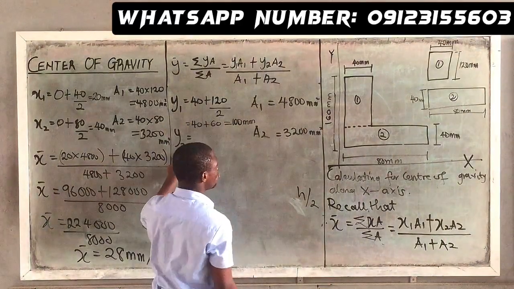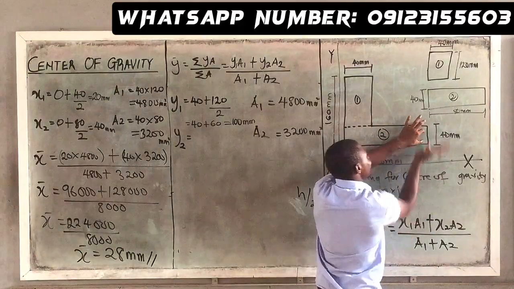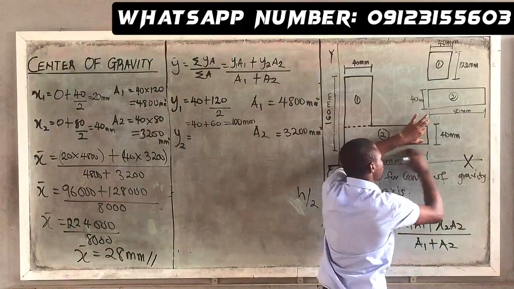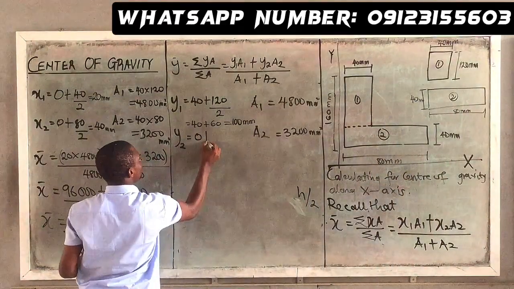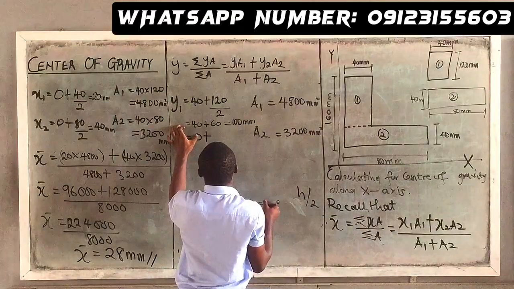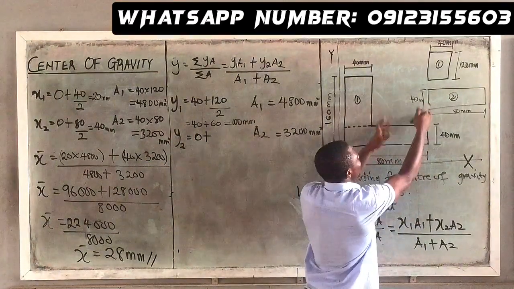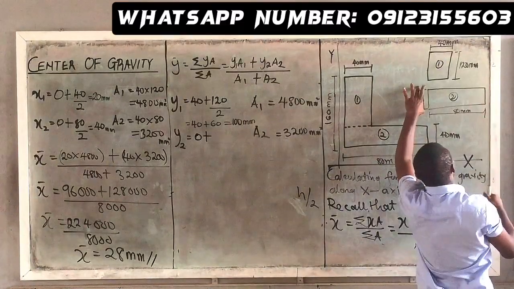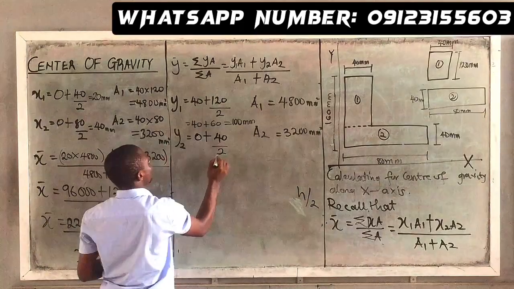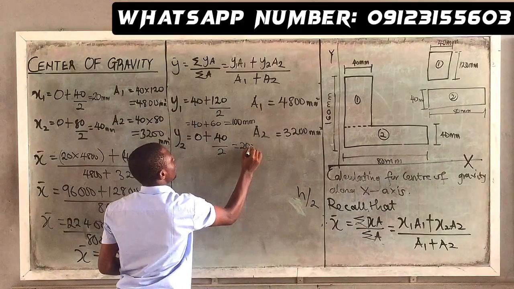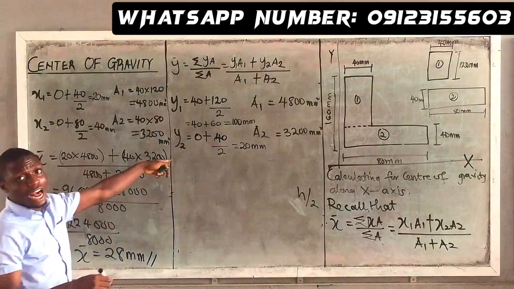Next up, for y2, this is y2. Before I get to y2, will I move any distance upward? Nothing is there. This is the ground, right? So that's zero distance. I have 0 plus. Next up, consider your y-axis. For this section now, what's my height? Of course, height becomes 40. So I'll have 40 divided by 2. If I divide this, I'll have 20 millimeter.